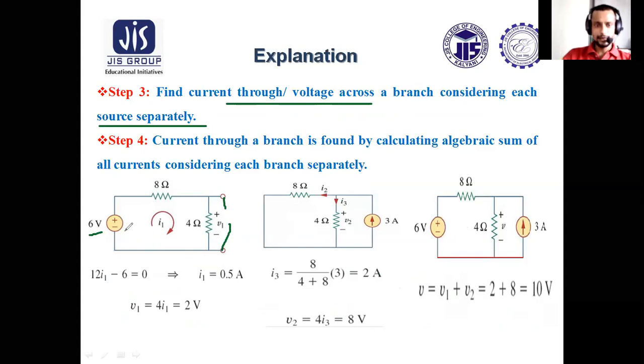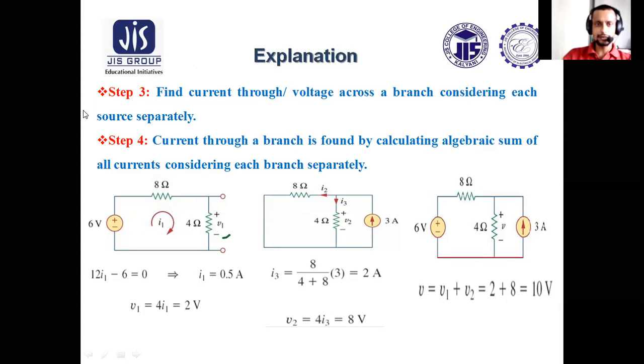So by applying KVL in this loop, what will be the KVL equation? 8 plus 4, 12 I1 minus 6 equals 0. So I1 equals 0.5 ampere. So what should be V1?